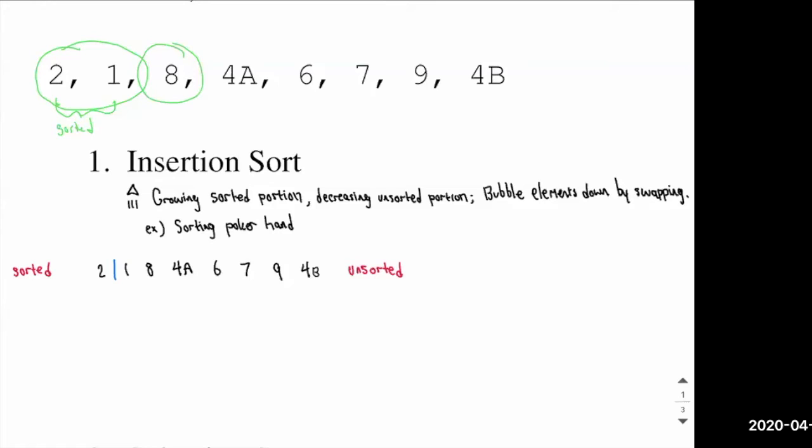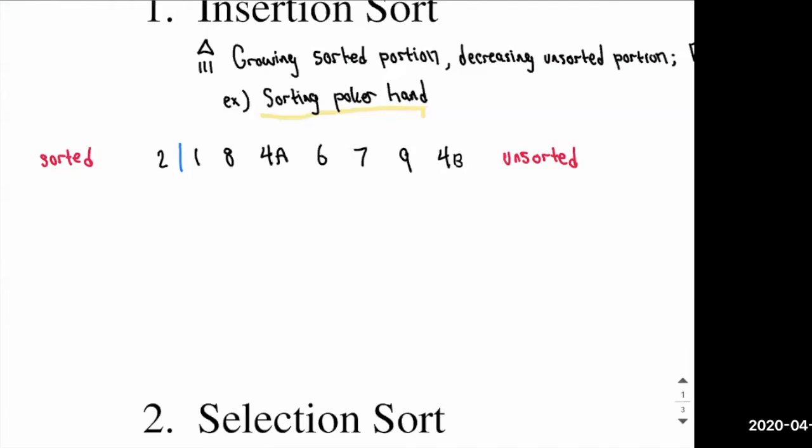The main idea is that we have a growing sorted portion and a decreasing unsorted portion, and we bubble elements down into their sorted place by swapping. Let's walk through an example together. Like I said before, we have a growing sorted portion, and that starts on the left side, and a decreasing unsorted portion, and that's this right side. So our sorted portion is already sorted because it only consists of 1 element. So we can move on.